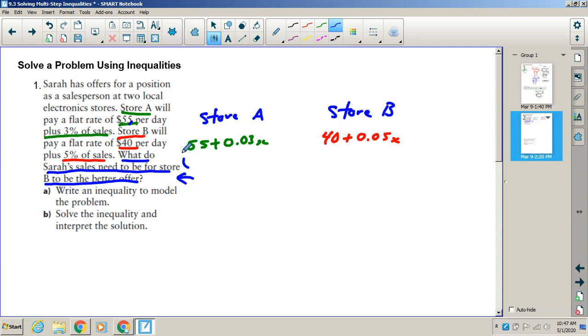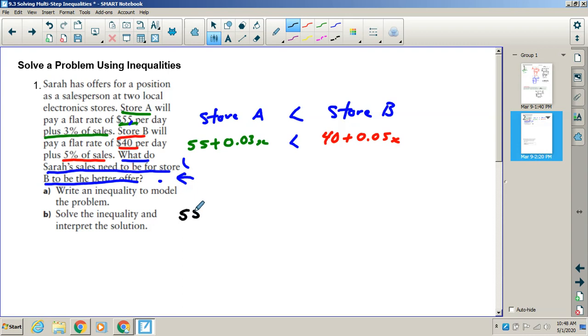So if store B is going to be the better offer, then the tough part is placing the inequality sign correctly. We want store B to be making more money, so we want our sign to go that way. So this is the greater value. My inequality is 55 plus 0.03x is less than 40 plus 0.05x. The reason I want my inequality sign this way is I want the wider, larger part going to store B, because we want store B to be the better offer. So I'll write that inequality out and then we'll solve it.